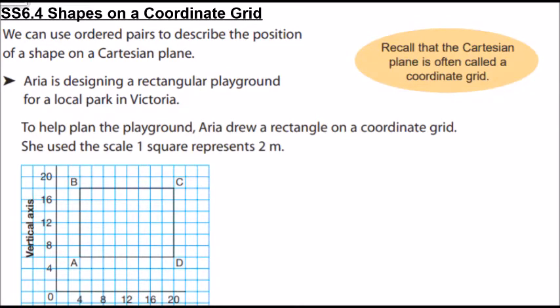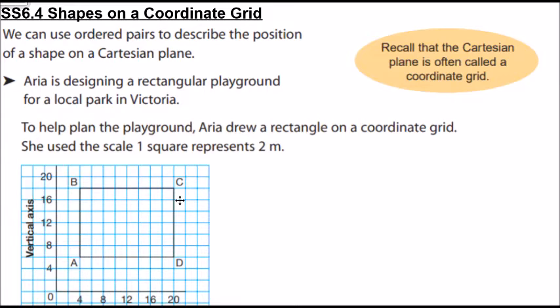In this lesson, we will be talking about shapes on a coordinate grid. So we can use ordered pairs to describe the position of a shape on a Cartesian plane. Now remember, Cartesian plane and coordinate grid are two words for the exact same thing. It's this grid that we put on graph paper to represent a pattern or to help us determine a position.